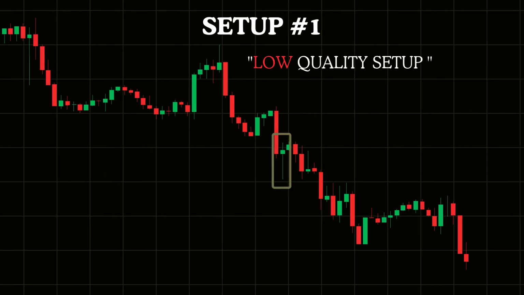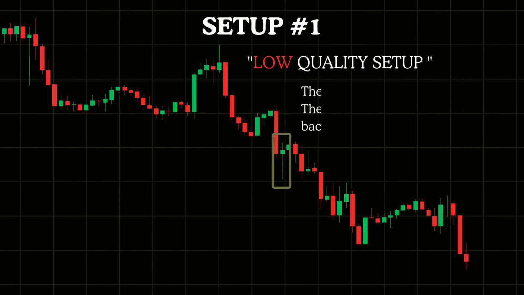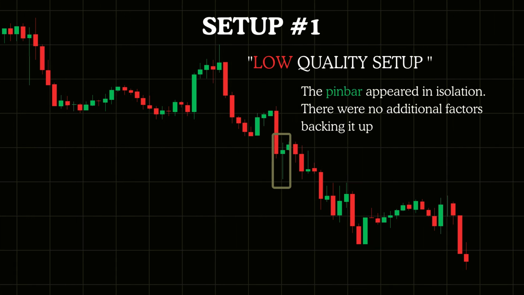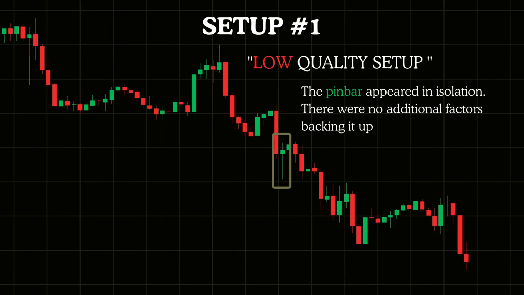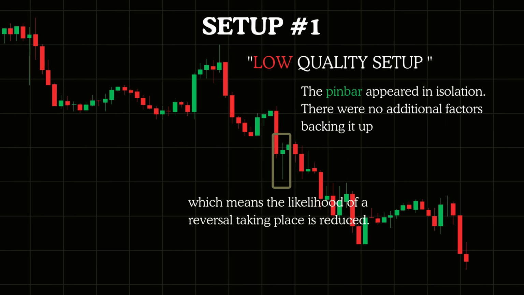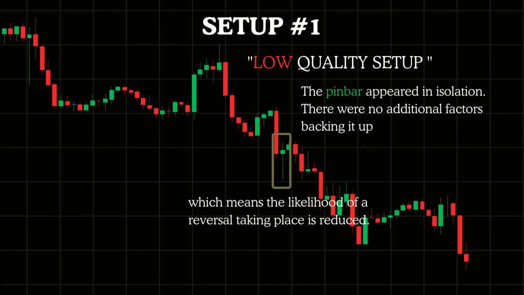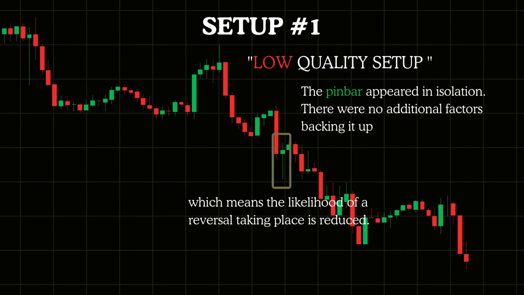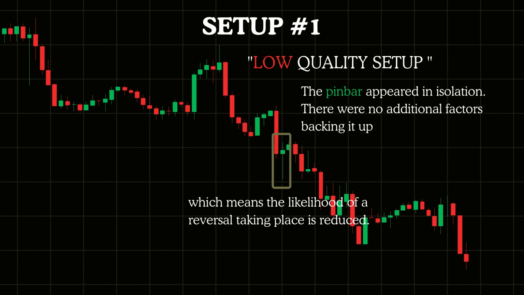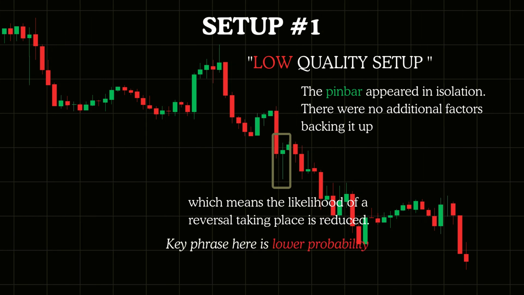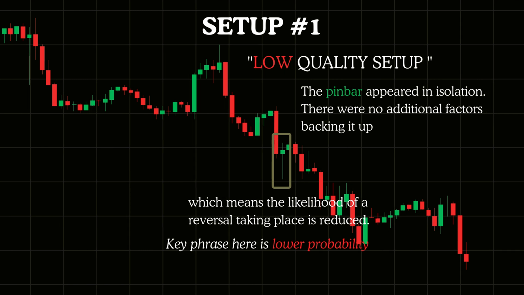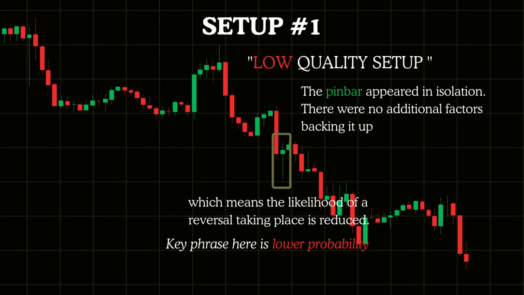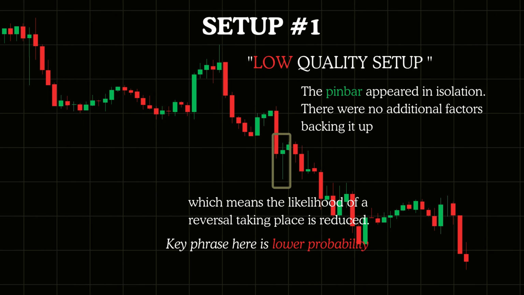The reason setup 1 is considered low quality is because the pin bar appeared in isolation. There were no additional factors backing it up, which means the likelihood of a reversal taking place is reduced. A single candlestick pattern on its own is usually not enough to serve as a strong reversal signal. That said, keep in mind the key phrase here is lower probability. A reversal might still happen, but it's less likely. Now let's contrast that with setup number 2.